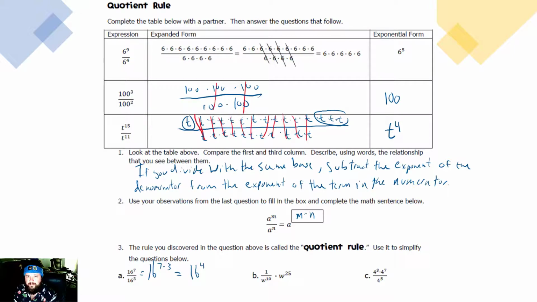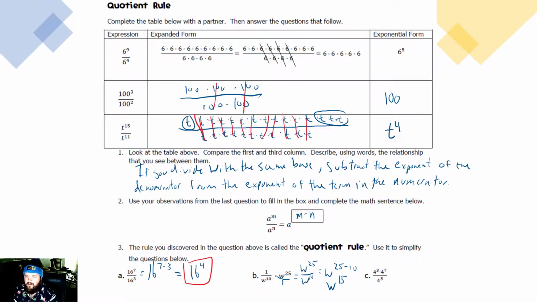Part B: 1 over w to the 10th times w to the 25th. And don't let that confuse you. Everything you see like this is always over the number 1. So you can just multiply across. So that really is w to the 25th over w to the 10th. So we're taking w to the 25th minus 10, which gives us w to the 15th.